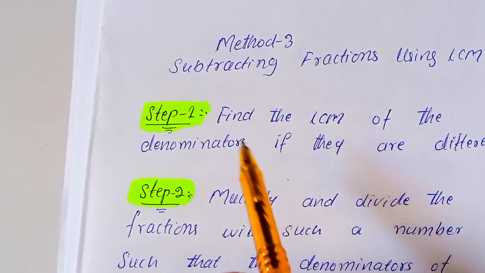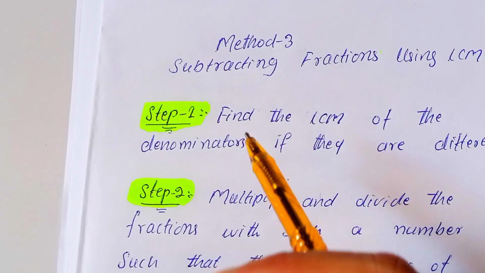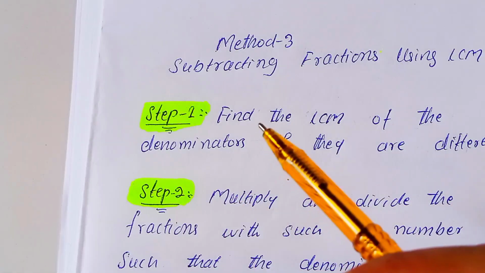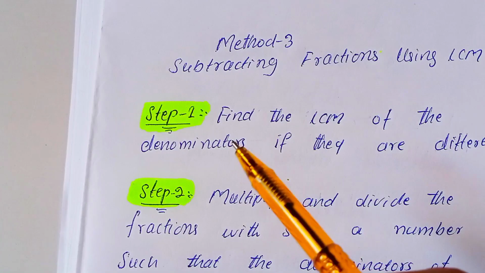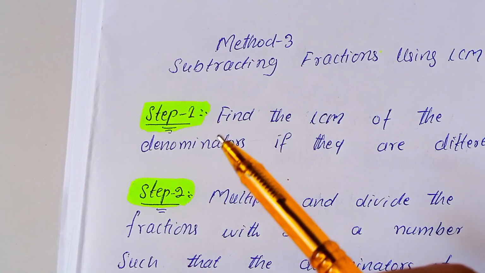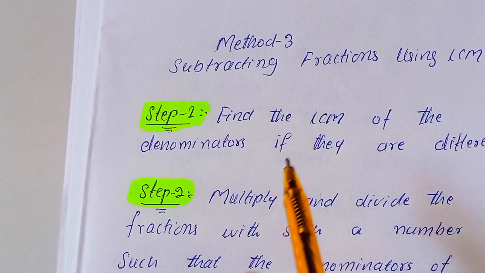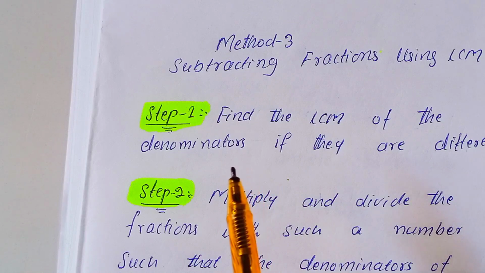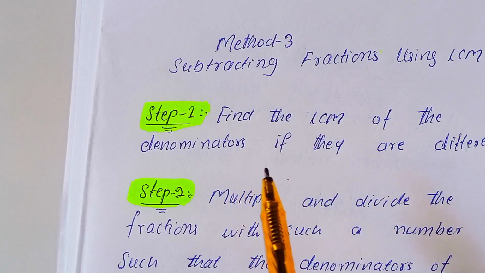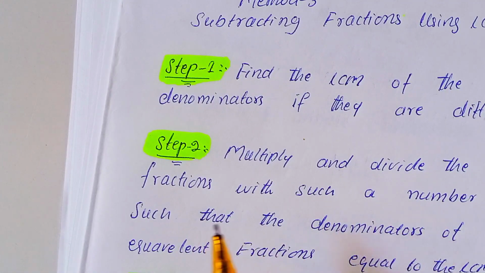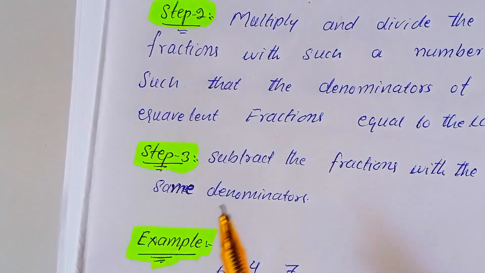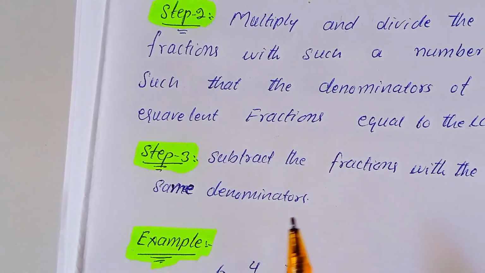Whenever there are more than 3 fractions and we have to subtract these fractions, then we'll subtract these fractions using LCM. Subtracting these fractions using LCM, we have to take some steps during this process. First of all, we have to find the LCM of the denominators of the fractions if they are different. Second step is multiply and divide the fraction with such a number such that the denominator of the equivalent fraction is equal to the LCM. Step number 3 is to subtract the fractions with the same denominator.